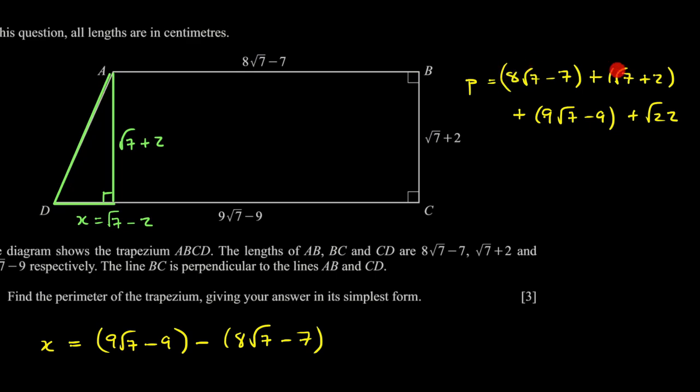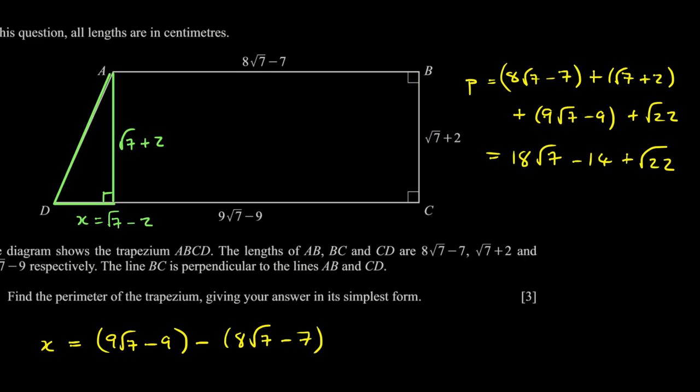Let's go through each term. 8 root 7 plus root 7 is 9 root 7, plus another 9 root 7 is 18 root 7. And then we've got minus 7 plus 2 is minus 5, and then minus 9 would be minus 14, and then plus root 22. Now I'm going to check the answer against the mark scheme. They got 18 root 7 plus root 22 minus 14. Yep, which is what I've got.